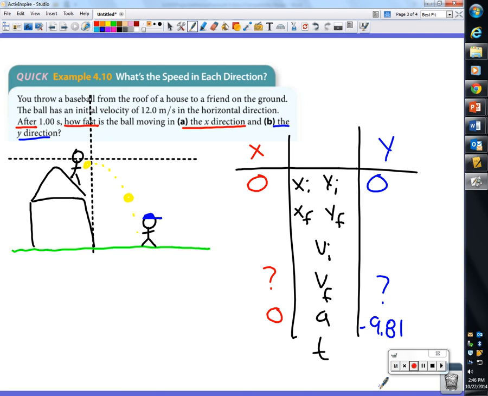Time. What has to be true about the time, Luke? Okay? And then one more thing, or actually two more things we can fill in, right? Okay? It says initial velocity of 12 meters per second in the horizontal direction. This is 12 meters per second, but if it was thrown horizontally, what does that mean about our, oh, sorry, hold on.